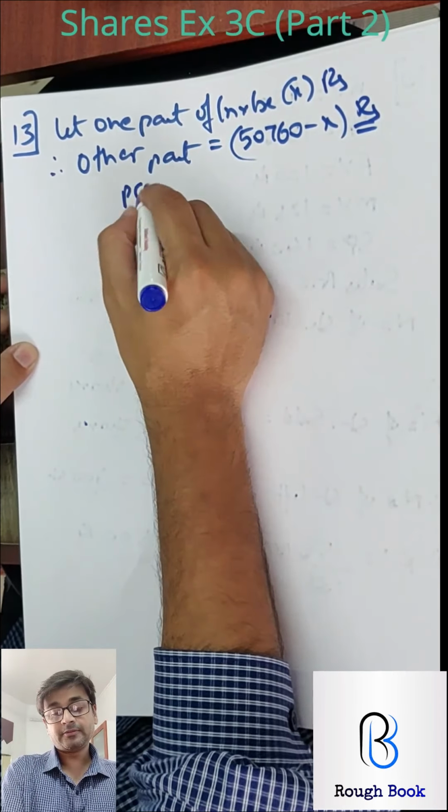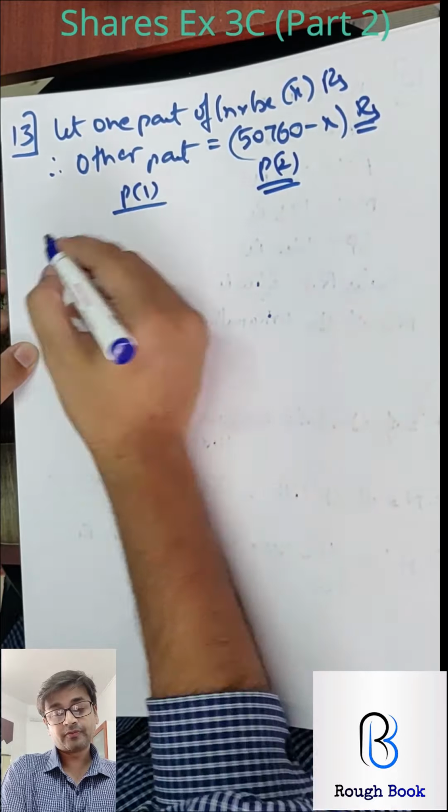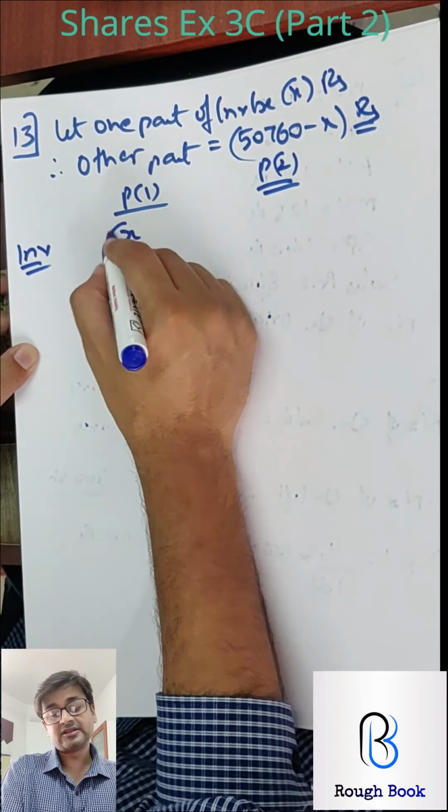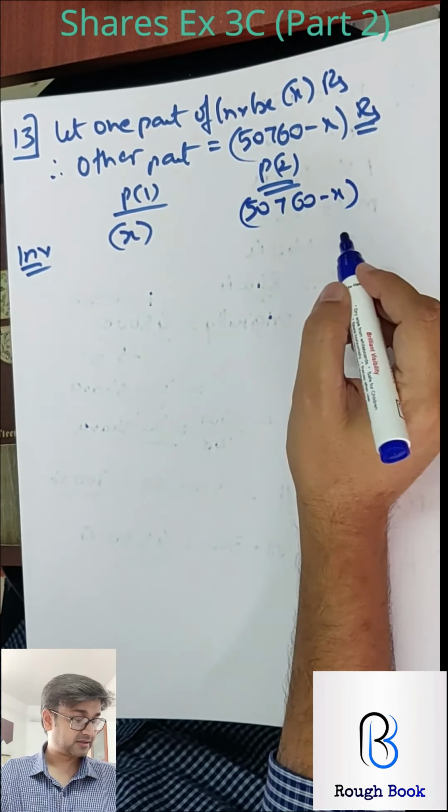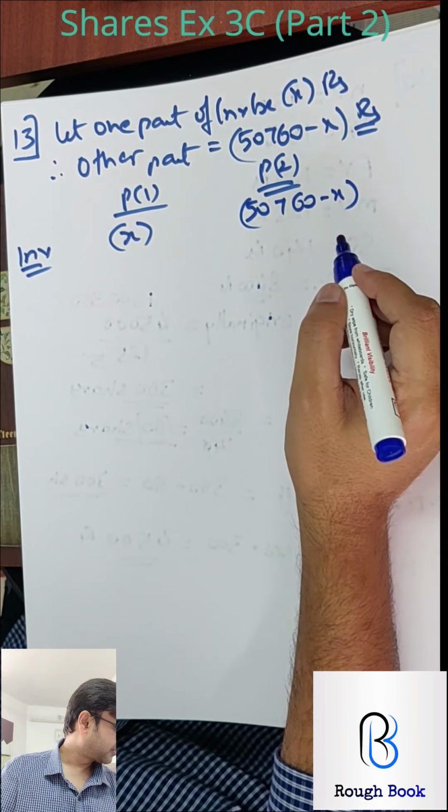So part 1 and part 2. First is investment, and this is X. Here it is 50,760 minus X. Let's see the data further.